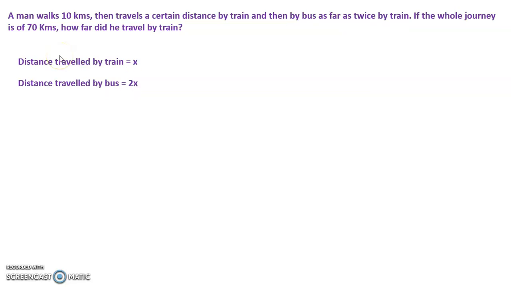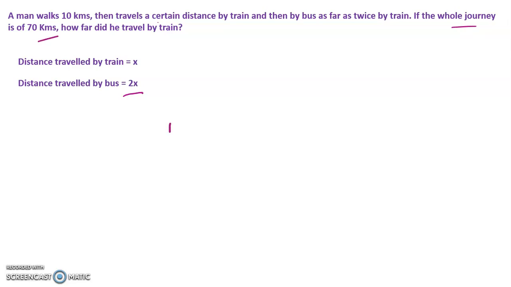Now we know how much he traveled by walk, how much distance he traveled by train, and how much distance he traveled by bus. Now what we should find out here: the whole journey is 70 kilometers. How far did he travel by train? That means we have to find x, right? And the whole journey is of 70 kilometers. That means distance traveled by walk plus distance traveled by train plus distance traveled by bus. Whole together, the whole journey is 70 kilometers.